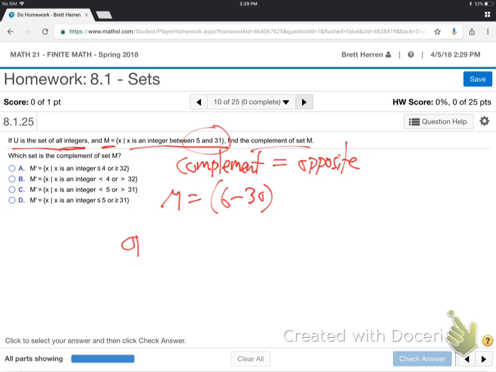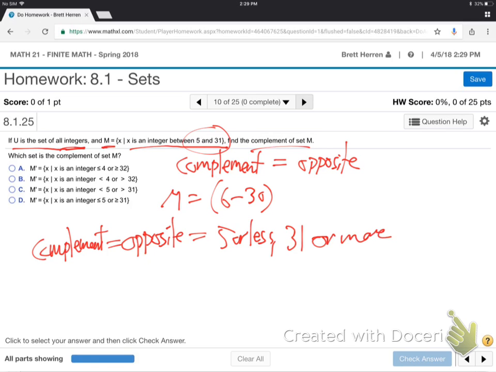Well, the opposite, which is complement, that'd be 1 through 5 and 31 on. Huh. Oh, wait a minute. My mistake. Integer includes the negatives also. So that'd be 5 or less, and anything 31 or more, wouldn't it? There we go. 5 or less, including negatives. 31 or more. So which one of those says that? It's D, actually, isn't it? See how that's less than or equal to 5, greater than or equal to 31? It's D.